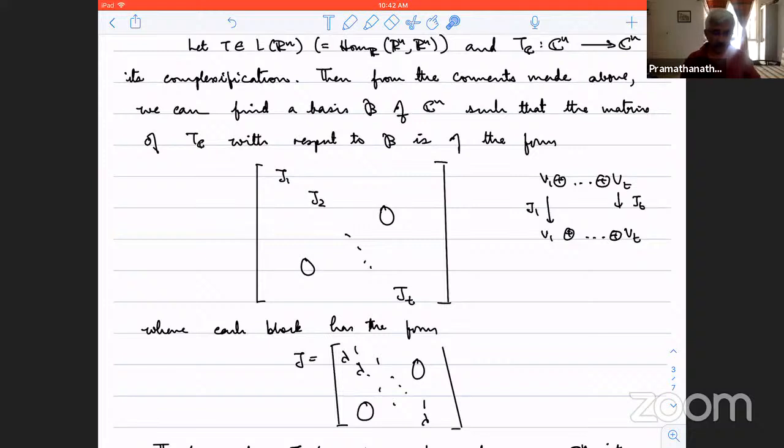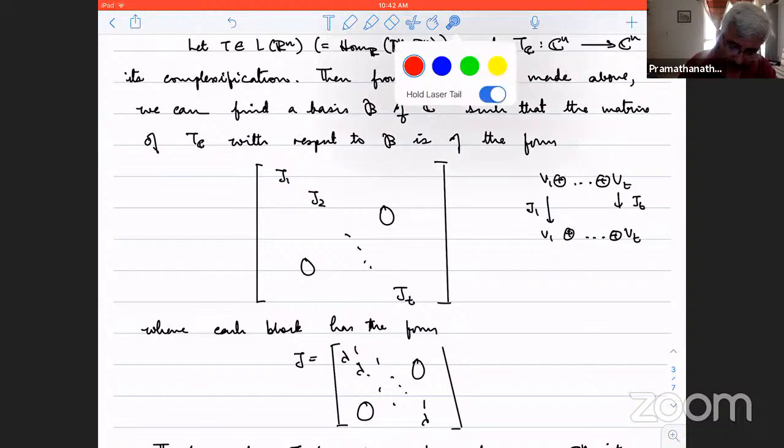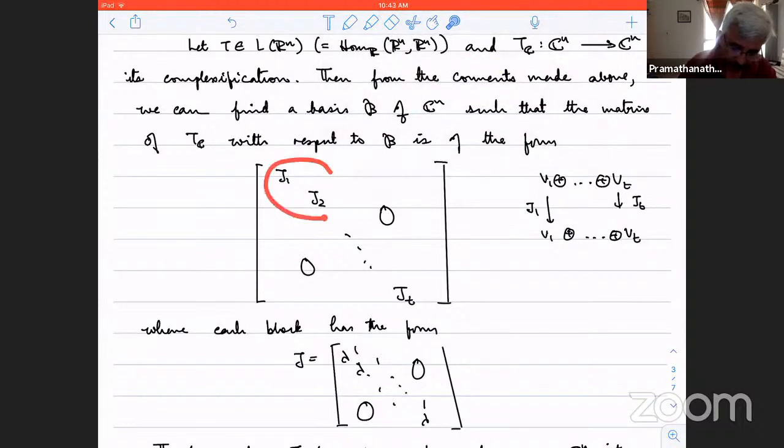So what we are saying is that we can somehow cleverly combine J1 and J2 in such a way, so change the basis. Now the bases are in C^n, change the basis so that they become vectors of the combined space generated by these two, and they're from R.